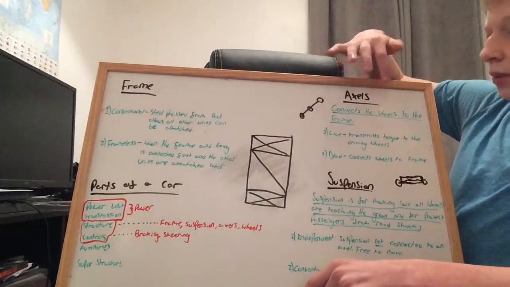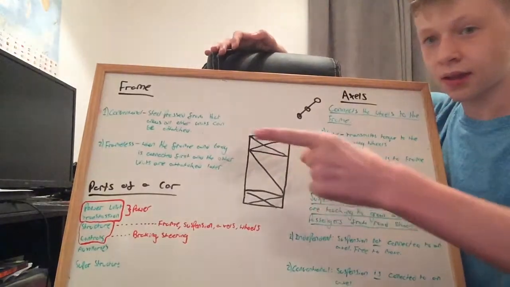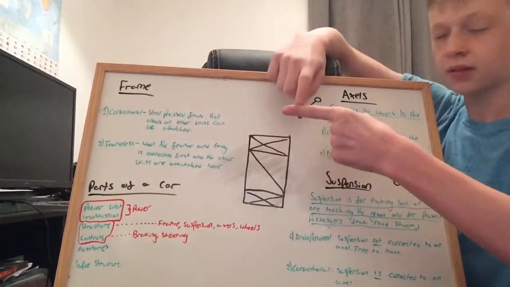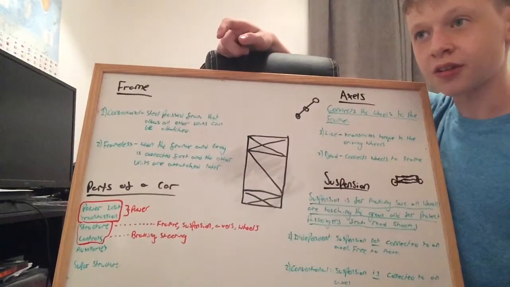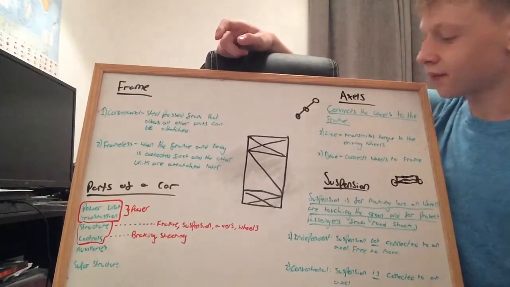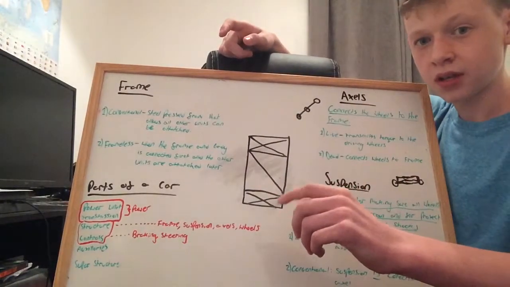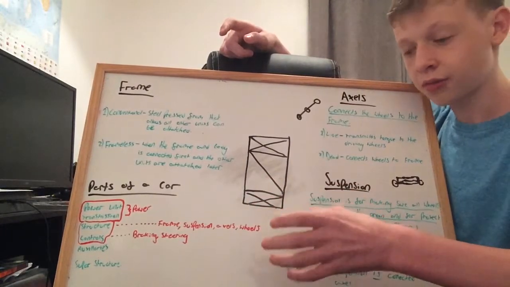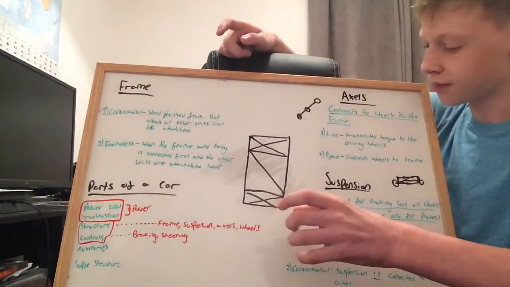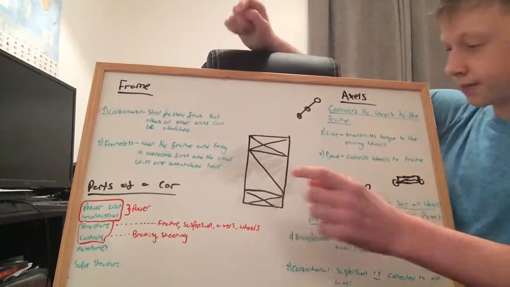An axle connects a wheel to the frame. A live axle, basically the back axle of a car, especially if it's rear wheel drive, transmits torque to the wheel. So in a front wheel drive car, the live axle will be at the front. On a rear wheel drive car, the drive axle will be at the back.